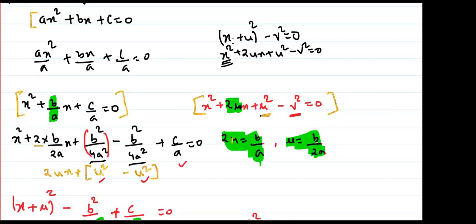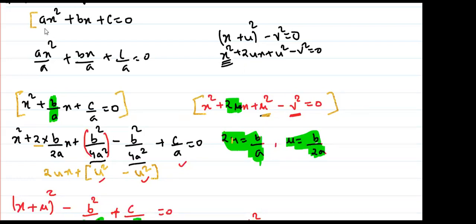If you see this, it is in the form of a square minus b square, which can be factorized into a plus b into a minus b. So if somehow I can convert my quadratic equation into this form, which is x square plus 2ux plus u square minus v square is equal to 0, then I can factorize it using a square minus b square. Makes sense? Now, how to do that?